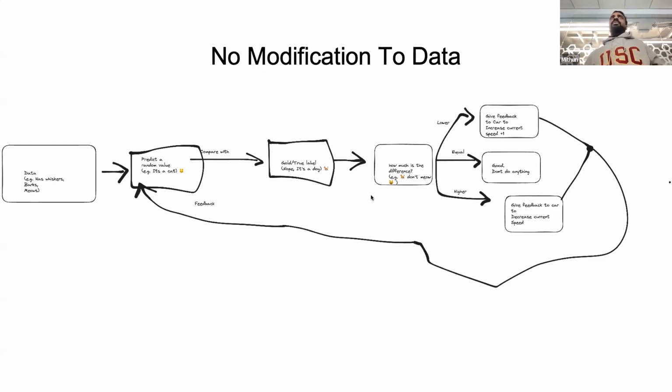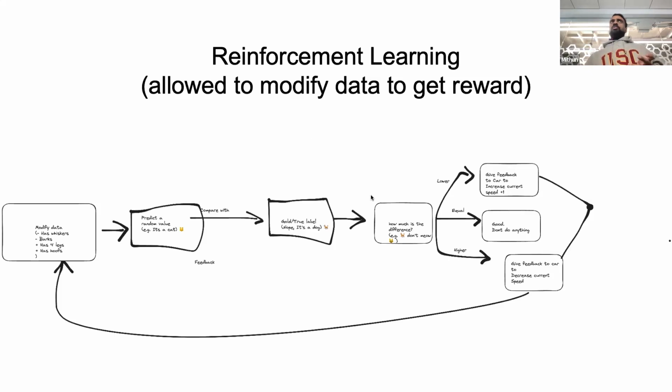But remember, there is no modification to data, in the sense that you are stuck with the 10,000 or 1 million data samples humans provided. You cannot touch it, even if this data doesn't look good. It has whiskers, it should really be having, it barks, right? So the agent has no control over the data. And that is the question reinforcement learning was asking. Why not give power to the agent also to modify the data?